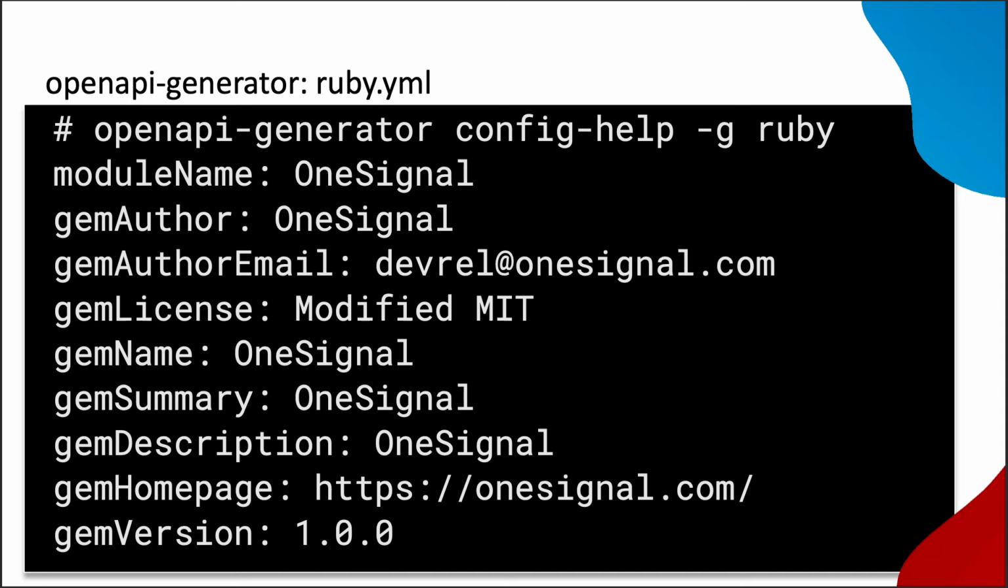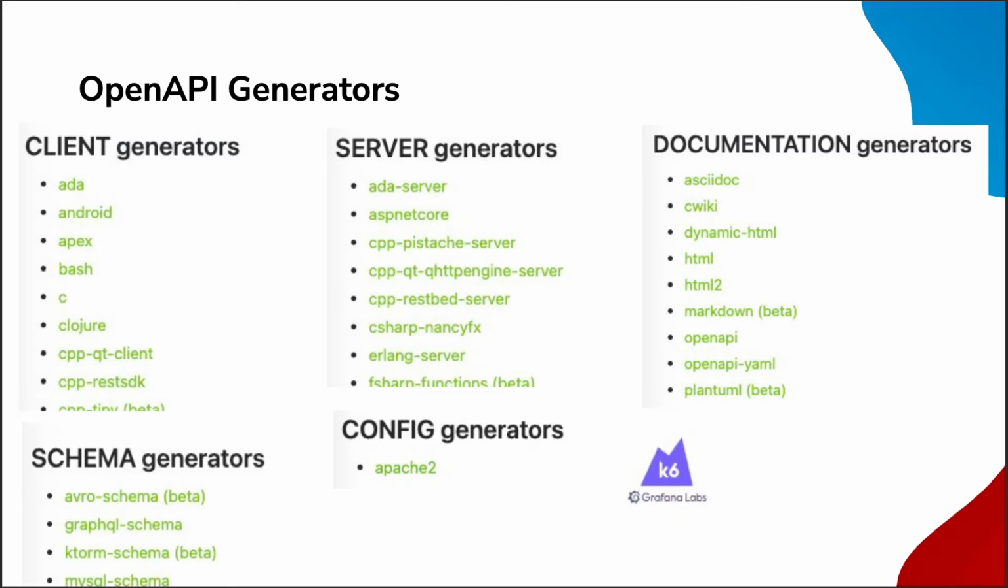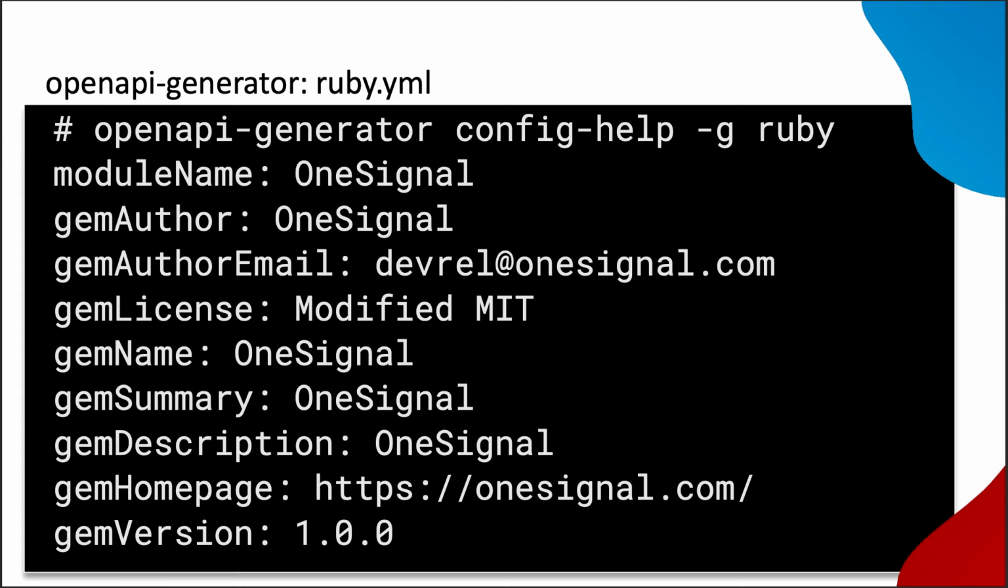I talked a little bit about the config. So this is what the config looks like. And this is additional metadata specific to the particular thing that you're generating. So you'll note here we have lots of different kinds of generators: client, server, documentation. Well, this is a Ruby client. And for a Ruby client, we're going to build a gem, and we have some specific metadata about that.